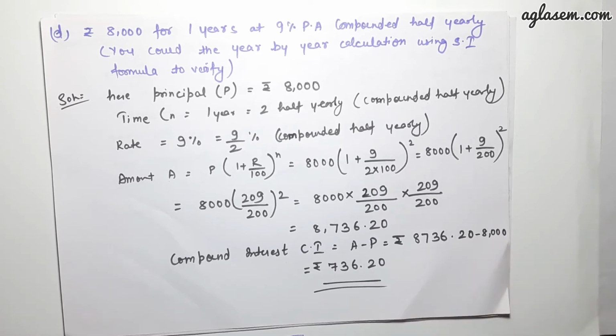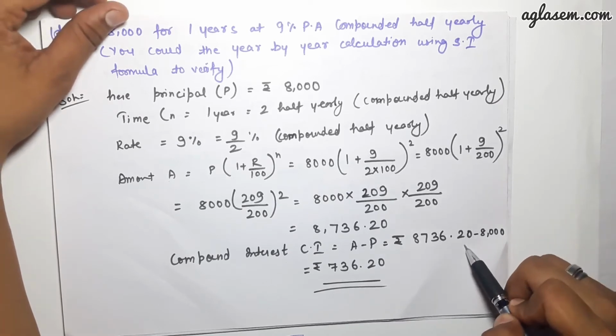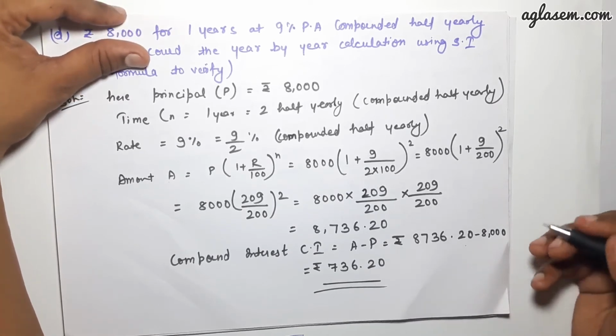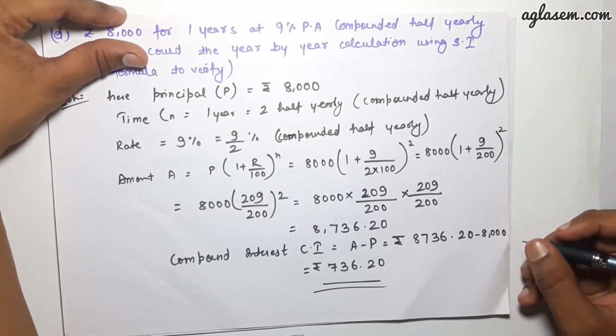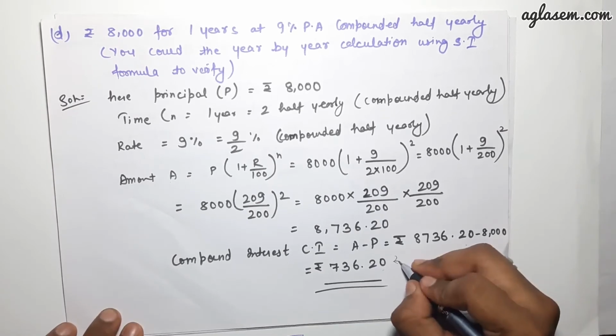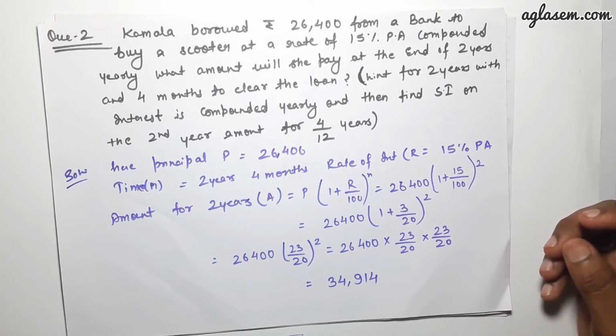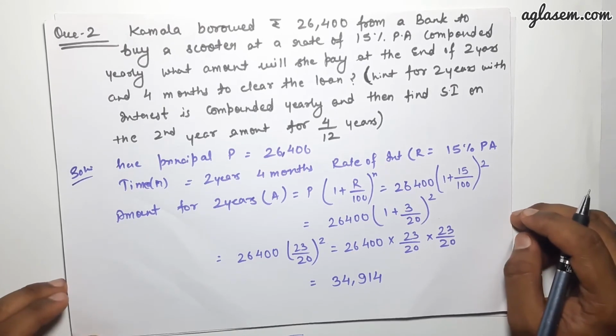8,736.20. So let's find the compound interest, that is CI, that is A minus P. So A is 8,736.20 and P is minus 8,000. So after solving this, we get the answer, that is 736.20 rupees.